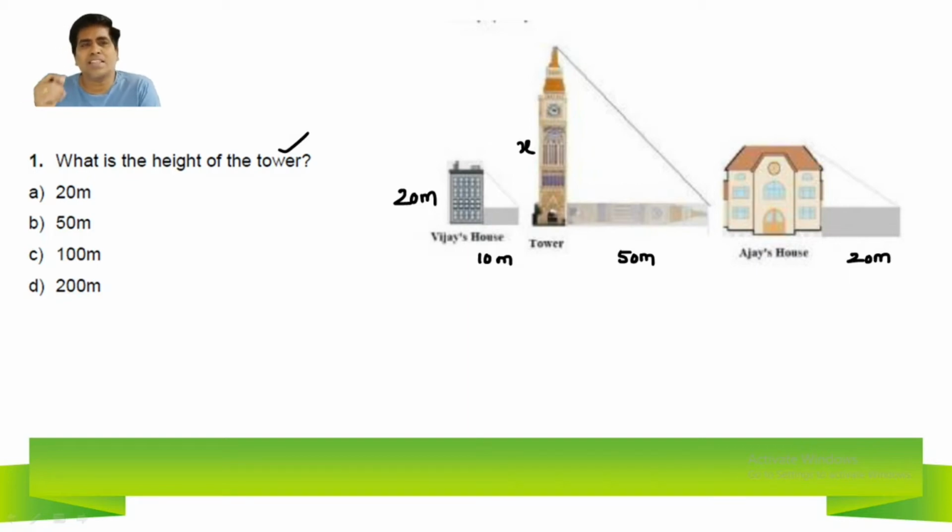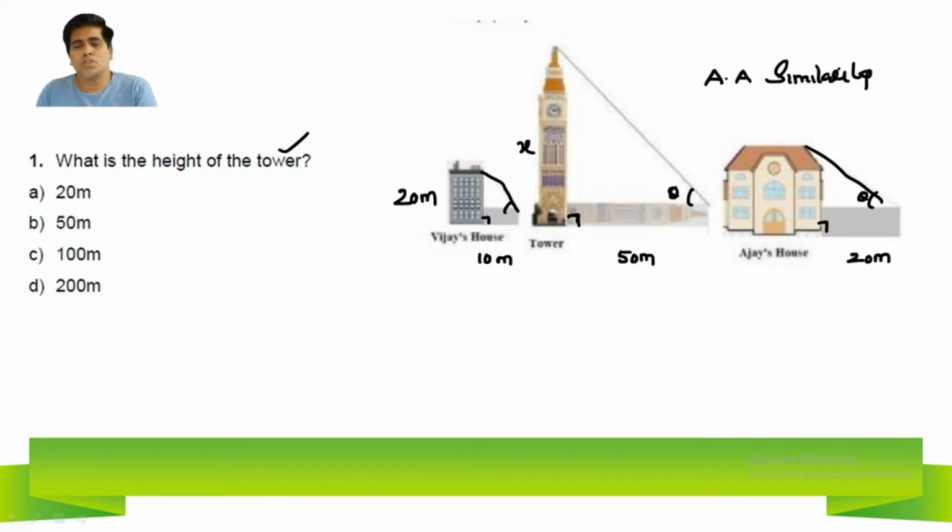Why? Because at the same time, the angle of elevation of the sun is the same everywhere, it is theta. So here it is theta, here also it is theta, and each and every angle is 90 degrees, making 90 degrees on the ground. So definitely the heights make 90 degrees on the ground. So based on this AA criteria, angle similarity, these two triangles are similar.